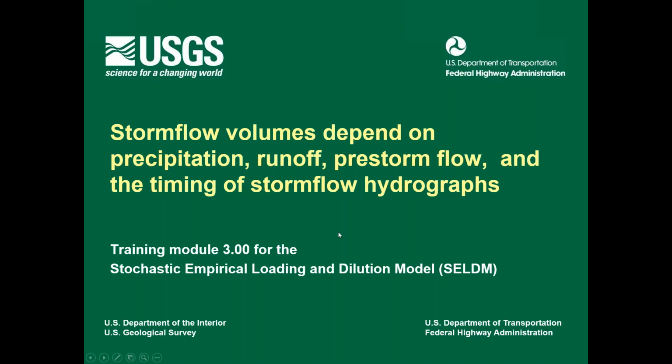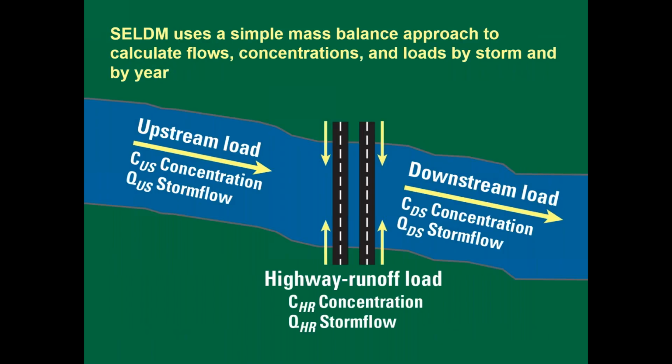So in SELDM, the storm flow volumes depend on precipitation, runoff, pre-storm flow, and the timing of the storm flow hydrographs. So you've seen this slide a couple times now. We're looking for our upstream load, which is the concentration times the storm flow. And the storm flow has several components for the upstream basin. And we're looking at the highway runoff load, which is the concentration in storm flow. The storm flow from the highway site is a little bit simpler. And in a later module, we'll talk about how BMPs can affect the storm flow. And then we add the storm flows together to get the downstream storm flows.